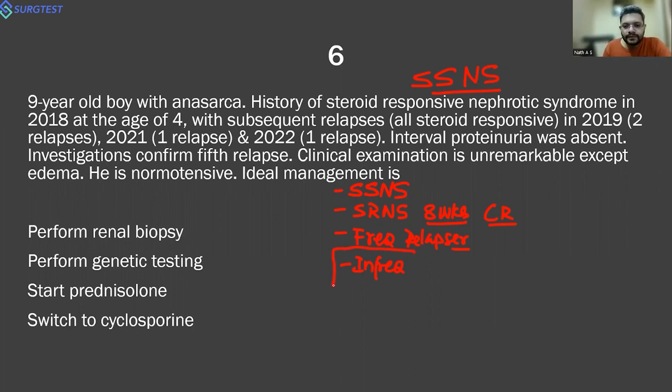Okay, he is an infrequent relapser. So an infrequent relapser is anybody who relapses less frequently than this. The last term is steroid dependent nephrotic syndrome. Another thing that you have to remember: steroid dependent.